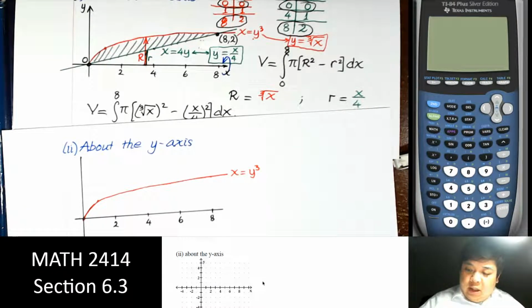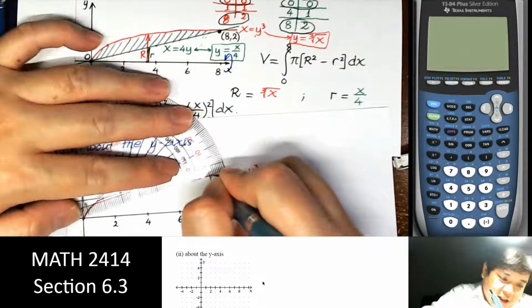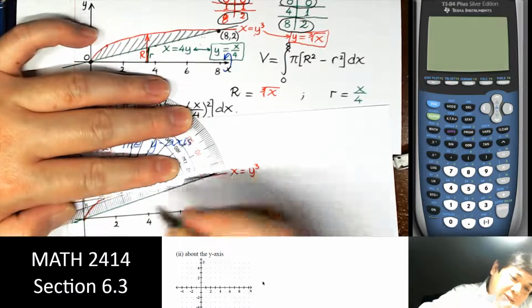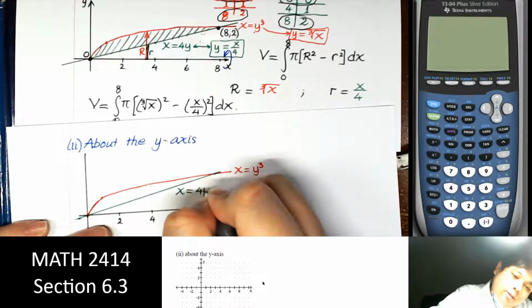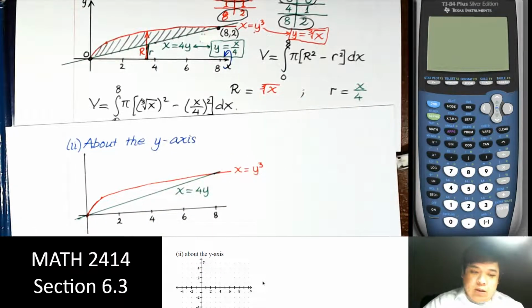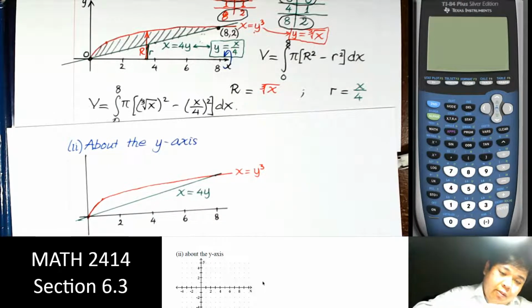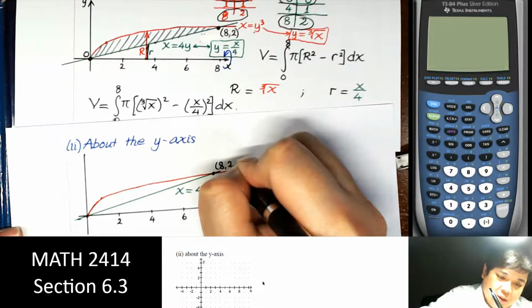Right, and just leave it like that. And then x equals 4y. Remember, there's a 0 and 8 here. I mean 8 and 2.